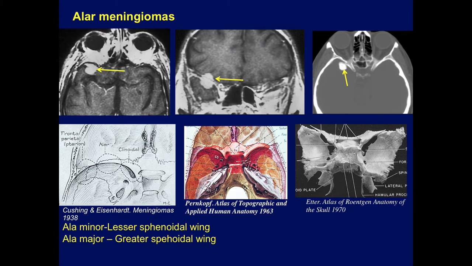This is an unusual case of a middle sphenoid ridge meningioma, which Cushing called alar. Now why alar? Because in Latin, the lesser wing of the sphenoid is called ala minor, and the greater wing of the sphenoid is the ala major. So this is ala major and ala minor. So these are 2 separate cases. This is an MR and this is a CT on a different case.